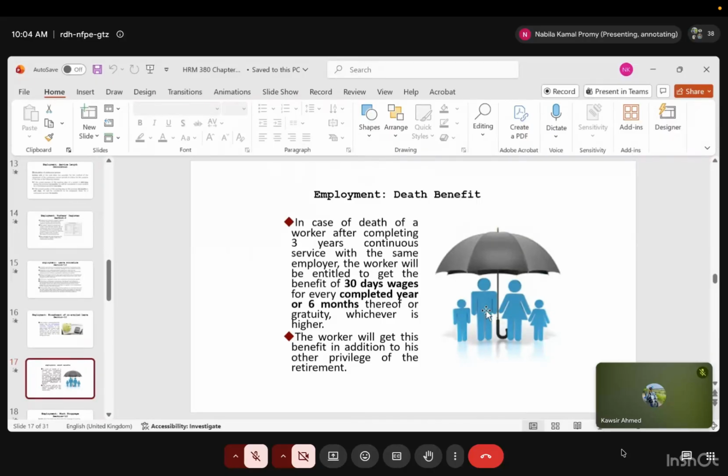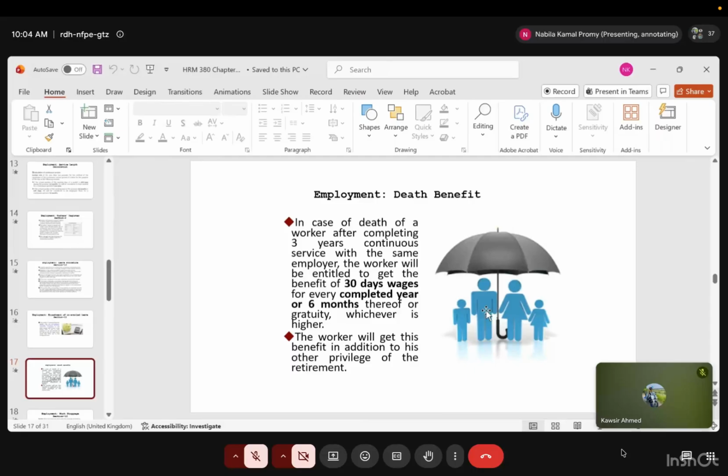According to Bangladesh labor law, let's say there is an employee who worked for 3 years in a company, and after that, that employee died for some reason. Maybe it was a natural death. In that case, the worker's family will be entitled to get the benefit of 30 days of wage for every completed year or 6 months.